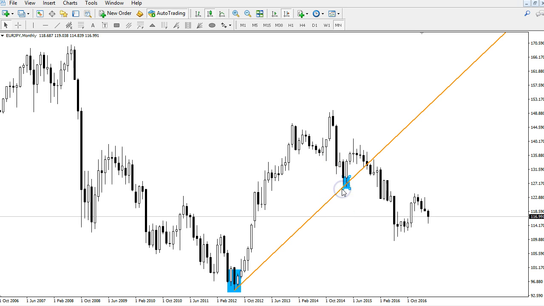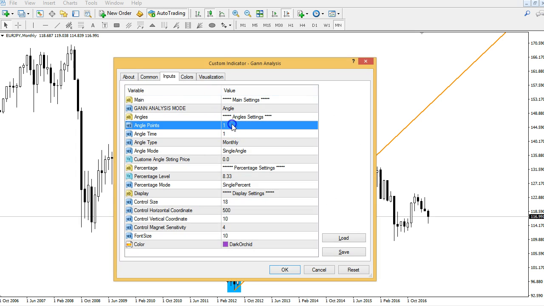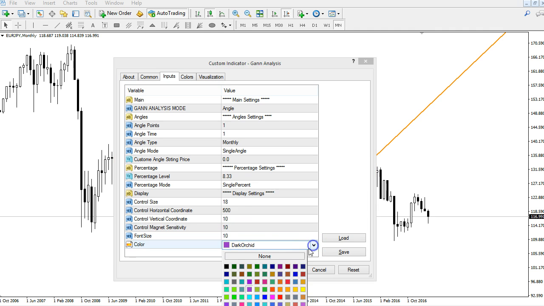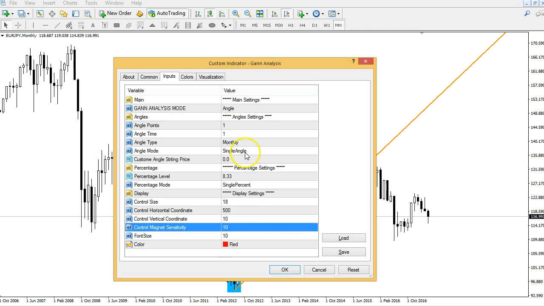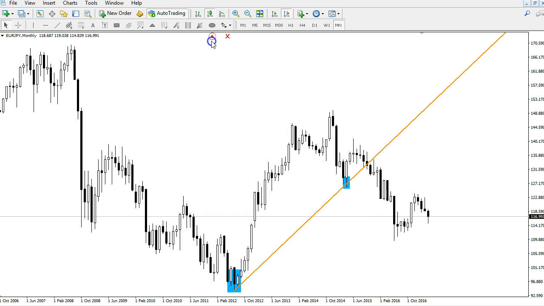Alright, I'll use the indicator for Gann analysis. I will do the same one by one monthly angle, change the sensitivity, and put it in a different color so you can see the difference. So this is one by one. You notice that it is the same. So the indicator has the same concept as if you do it manually. But now if you are not trading the monthly chart, you are trading the daily chart or the weekly chart.